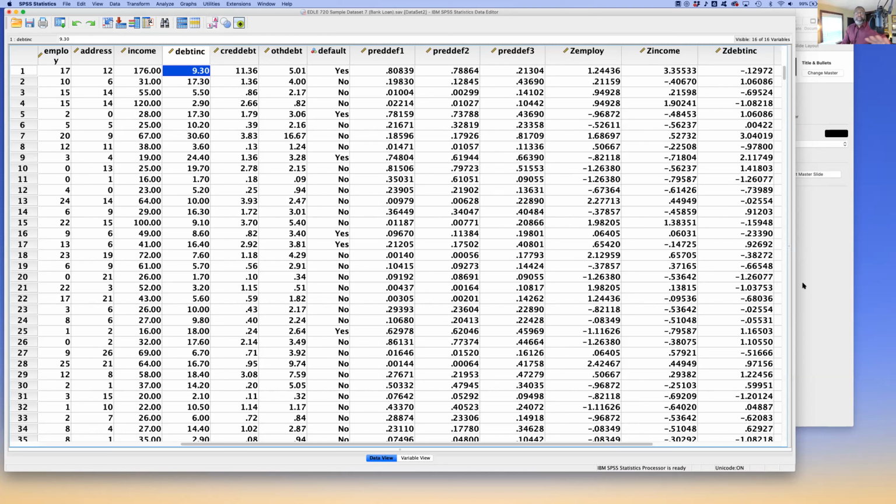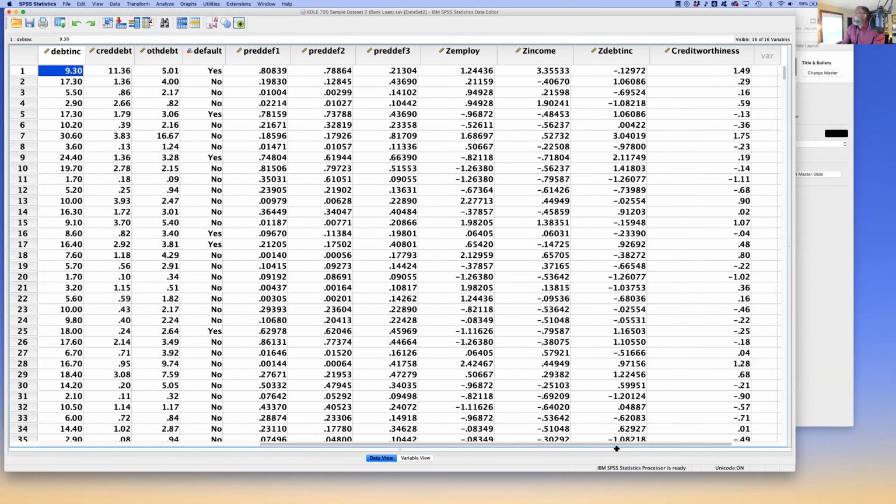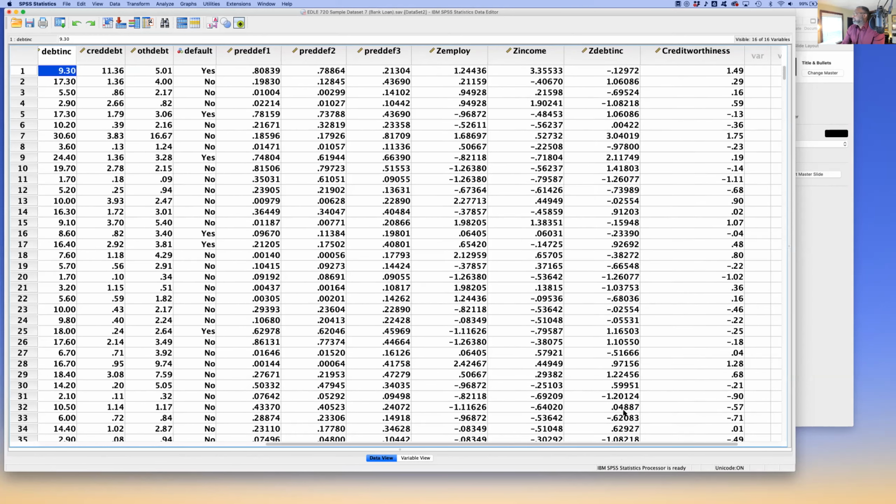In terms of money, they're making more money than almost everyone in this data set. They've been at their employer a very long time, and their debt to income ratio is less than the average. So what do we have in terms of creditworthiness? A good score here. We have a very good score in this variable that we have created.